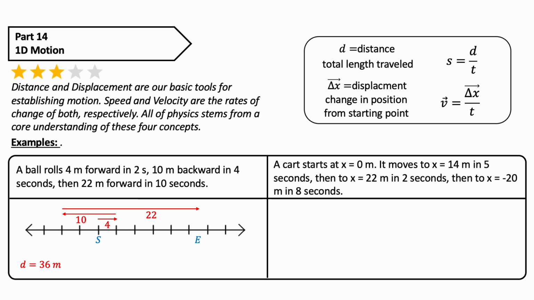But how far did this ball end up from where it started? That's different than 36, because it's currently not 36 meters away from where it started. It is a distance of the displacement from the end to where it started.